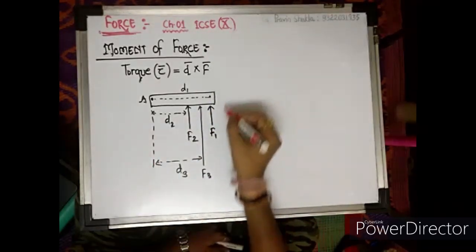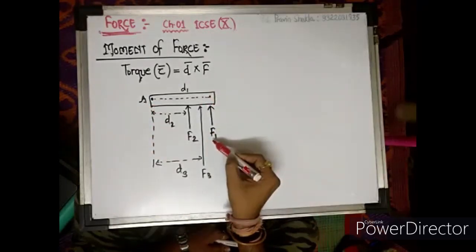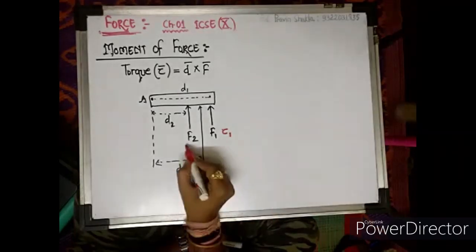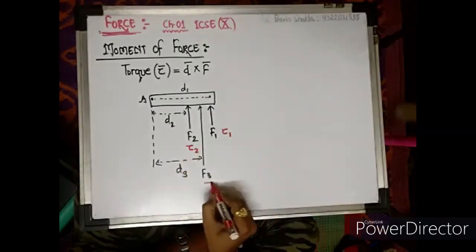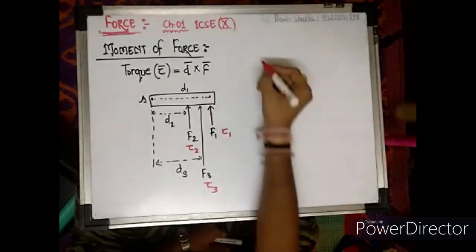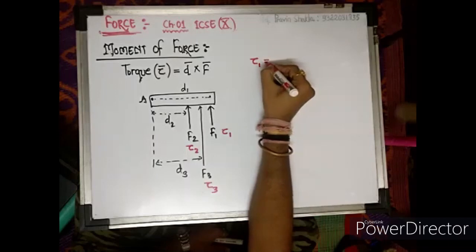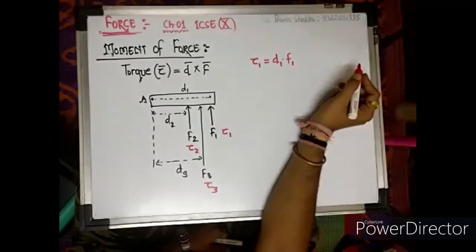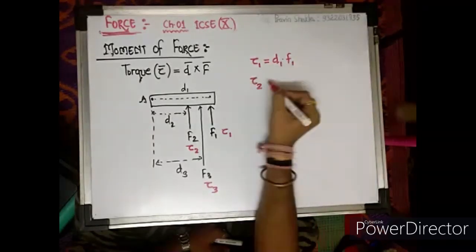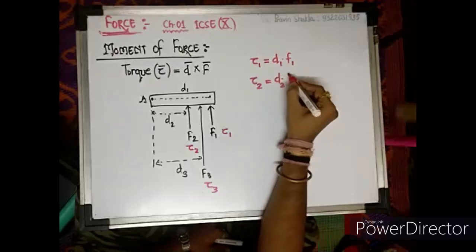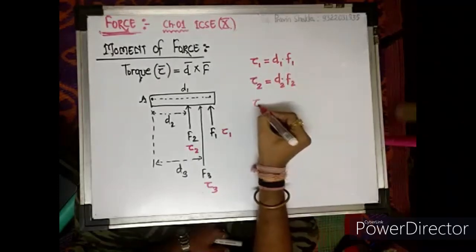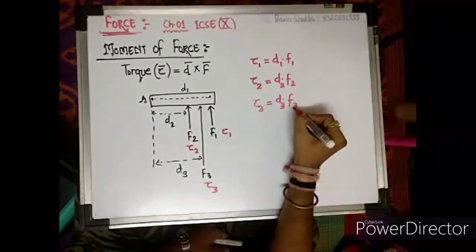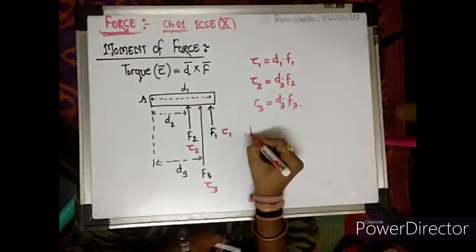Accordingly, understand this. If I want to find out torque over here, this will tell me to find out tau1, this will tell me to find out tau2, and this will tell me to find out tau3. Tau1 is obtained by D1 into F1 magnitude wise. Tau2 is obtained by D2 into F2. Tau3 is obtained by D3 into F3. Barabar?